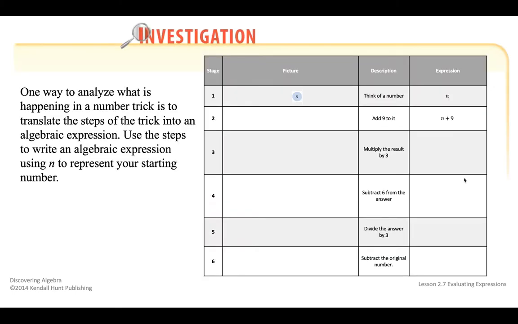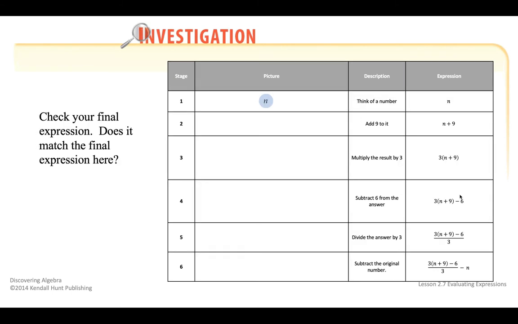Okay. One way that we're going to analyze a number trick is to take a look at the steps, and we're going to look at the expression. So in this table, I have written the steps that I said in the beginning, and I want you to try to complete the expression for each stage. So you're going to pause and try to fill those in. Okay, and now I want you to compare what you have written with what I have here and see if yours look the same. There's a few things I want to point out here.